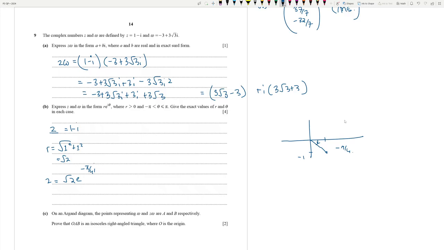Next, for omega, it's actually minus 3 plus 3 root 3i. So if you draw it, where does it lie? Minus 3 plus 3 root 3i. It's over here.